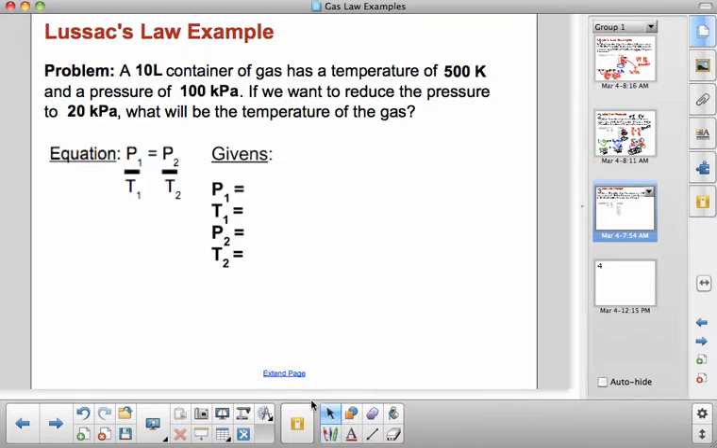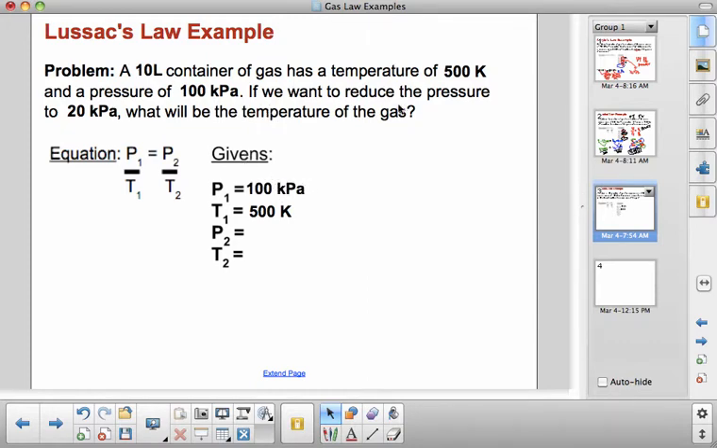Let's take a look at the example that they gave us. It says that we have a 10-liter container of gas that has a temperature of 500 degrees Kelvin and it has a pressure of 100 kPa. So we need to pull the temperature and the pressure from that statement. The temperature was 500 degrees Kelvin, so that's going to be my T1. The pressure of that gas then was 100 kPa, and that will be my P1.